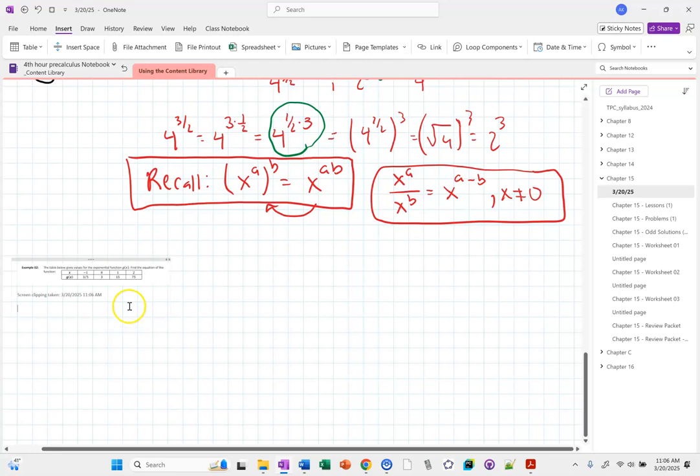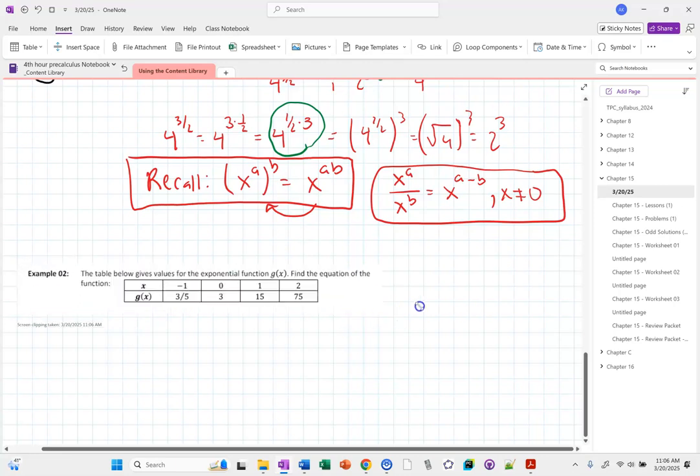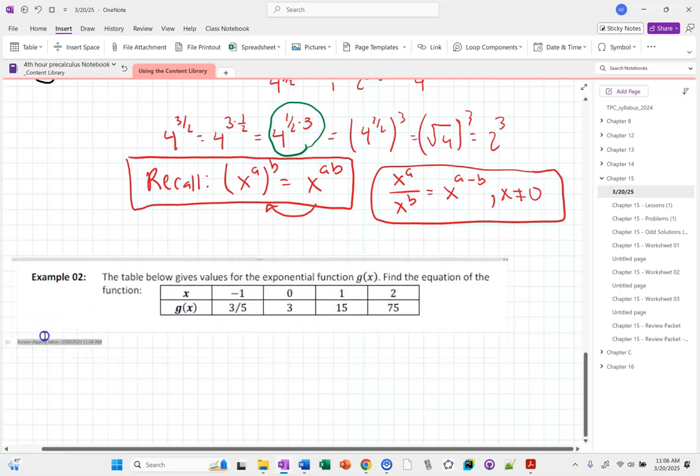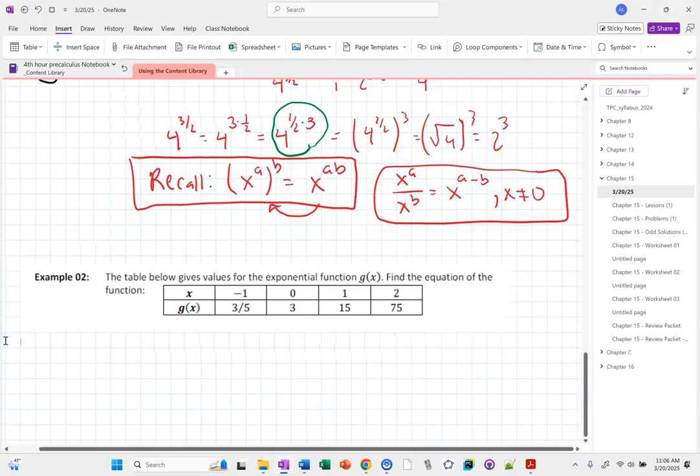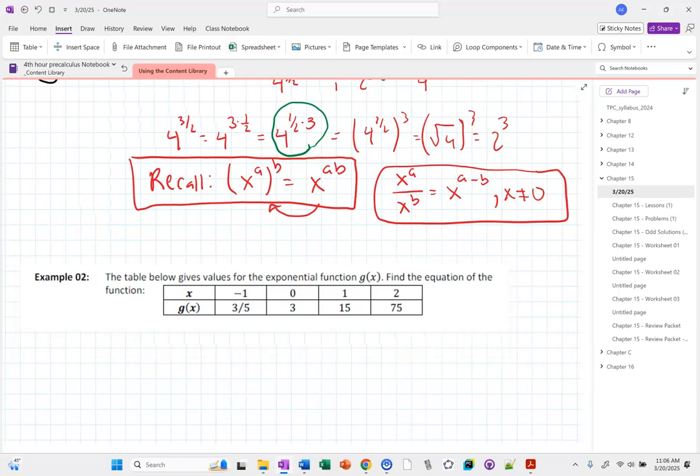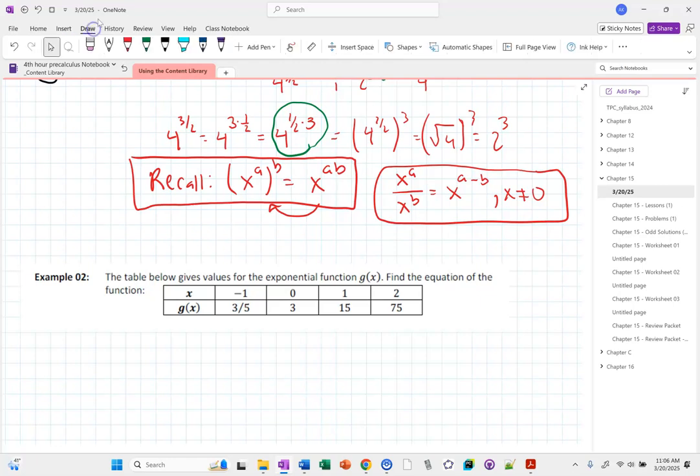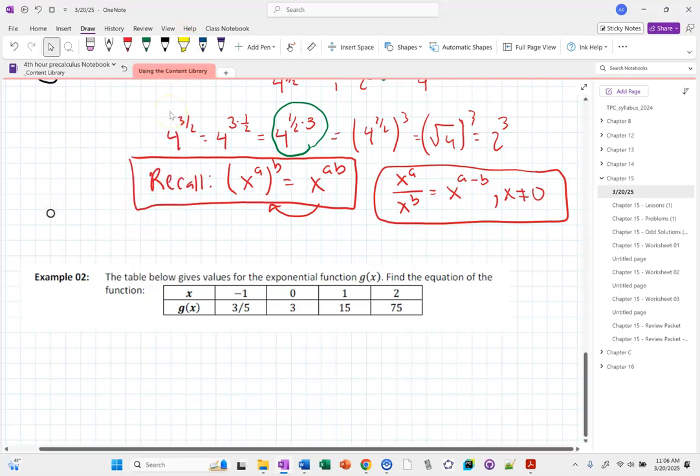Next idea is, what if I wanted to take a table of values and convert this into an exponential function? Now this should look like a familiar problem because we actually did this already in chapter 11 when we did our modeling, right? Where you just kind of type your table into the calculator and use the exponential regression or whatever. I'm also going to show you how to do this by hand in this chapter under certain circumstances.